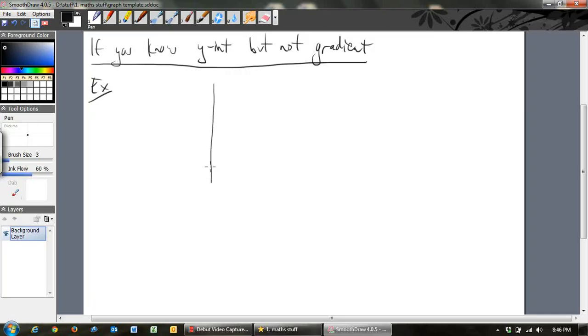Example here. So you've got something like this, and you're told this, like that, and you know the y-intercept, and you've been told that's say 4. That's 4, the y-intercept up there, and let's say you also know this point down here. Let's just say that's 8 down here. So what's the equation of this line? That's what we're trying to find out here.